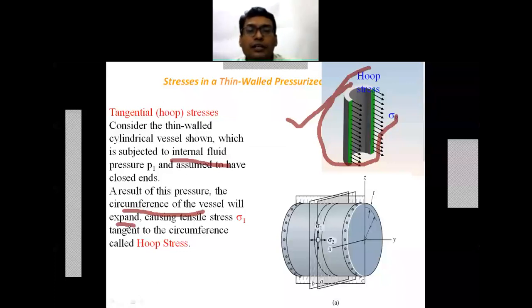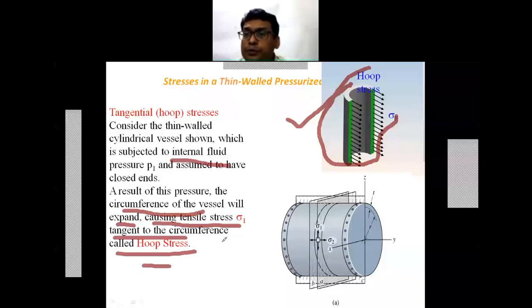So because of the internal pressure, the circumference of the vessel will try to expand, which is going to cause the tensile stresses sigma 1 tangent to the circumference, and they are called as the hoop stresses. So I hope you have understood the hoop stresses, which will be in this सरफेस एरिया. कौन से सरफेस एरिया में डेवलप हो रही है, दैट इज ऑफ मोर कंसर्न.